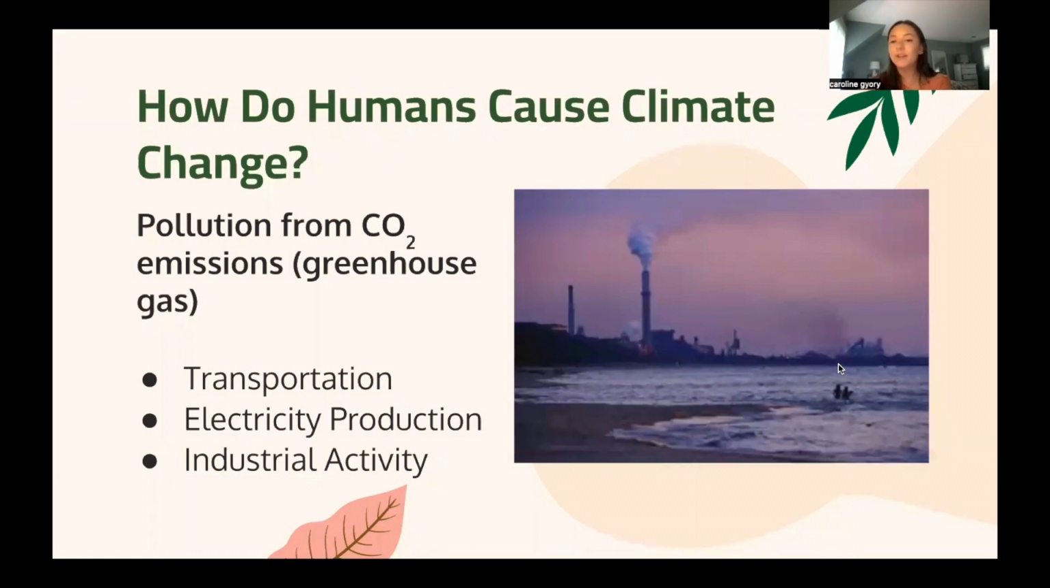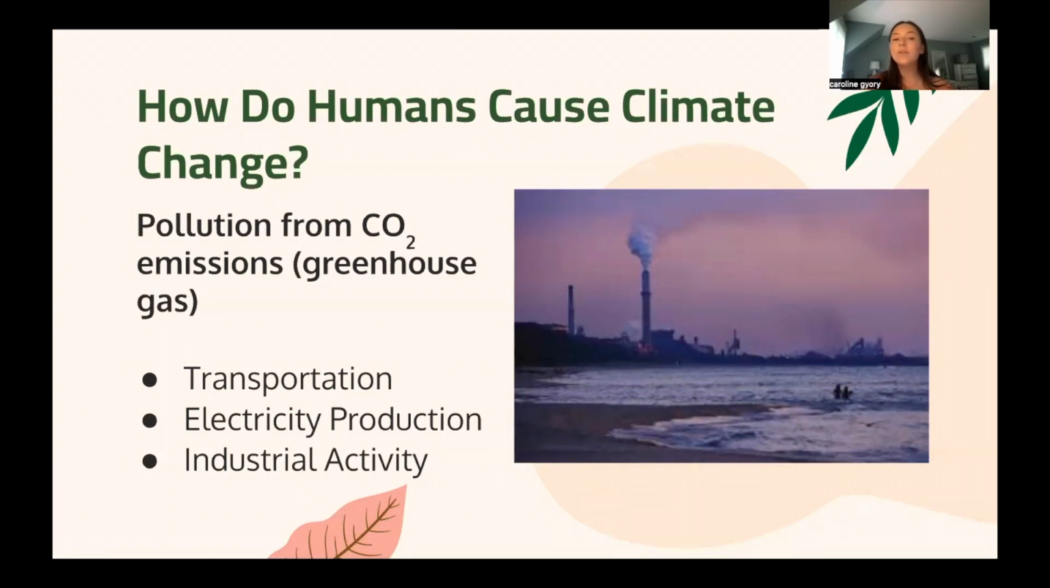What are some of the activities that humans do to cause climate change? Some of the activities include transportation, such as cars and buses that produce CO2, electricity production, the burning of coal to make electricity produces great amounts of CO2 into the air, and industrial activity, which can be seen in this picture. Many factories release pollution into the air, which causes CO2 to be trapped in the atmosphere.